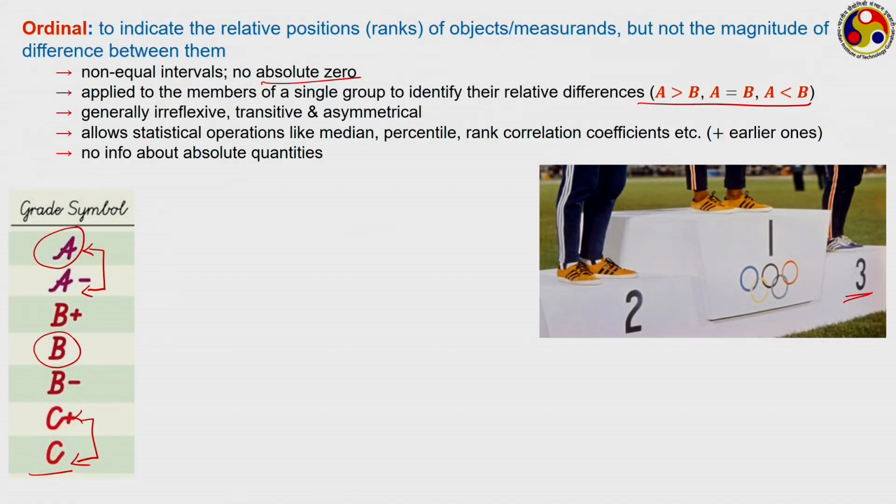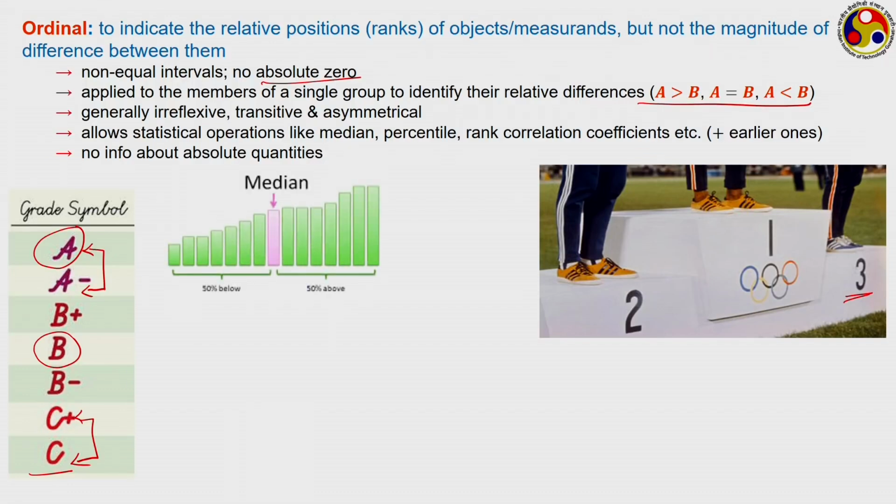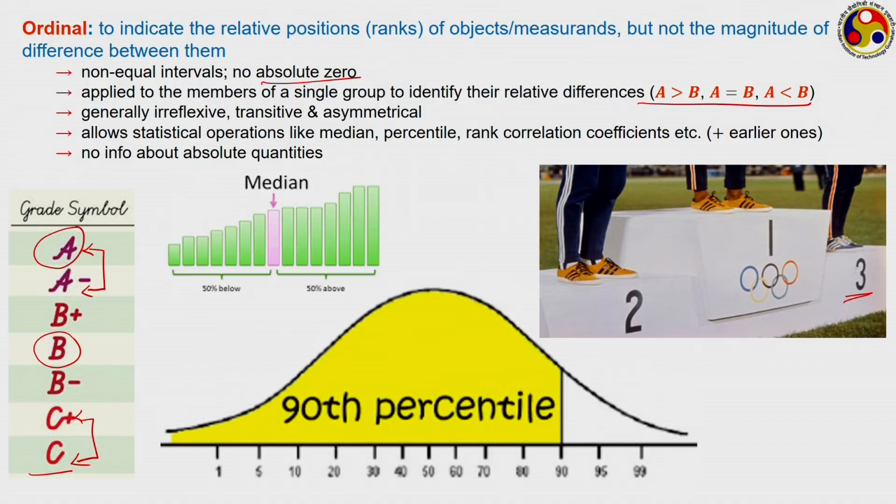So, some more statistical operations are allowed. Earlier ones definitely are allowed, and a few more, like the median. Median just picks up the middle of a set, 50% is below this, 50% above this. Another very important and very common one you must know is percentile. Someone who has obtained the 90th percentile means 90% of the students got less than him, but that does not mean he got 90% of marks. It only tells that 10% of students performed better than him and 90% were inferior to him. That is all. It is purely a relative positioning and no idea about the absolute quantity.